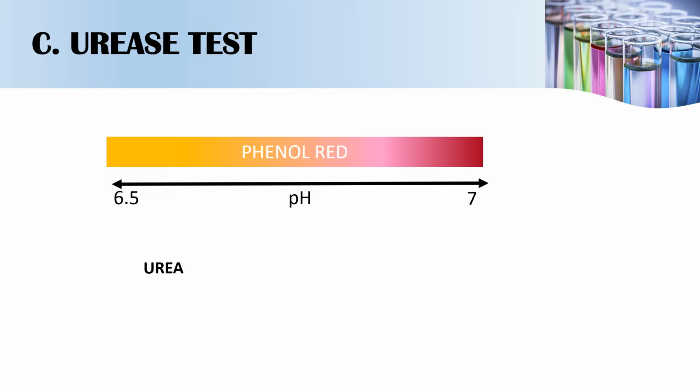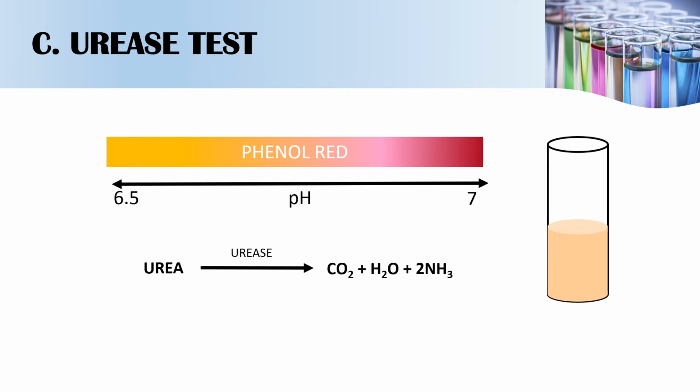So this medium contains urea, and some bacteria have this enzyme urease, in which urea is converted to carbon dioxide and ammonia. Since ammonia is an alkaline compound, it will turn your medium pink, red, or purple, deep pink or purplish red, and it indicates a positive test.